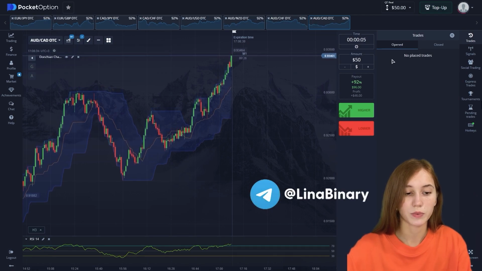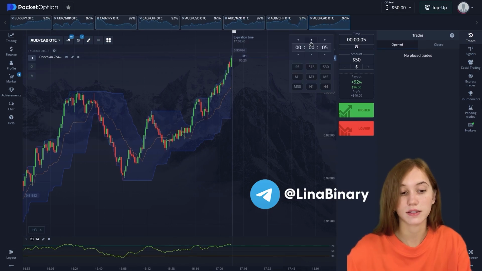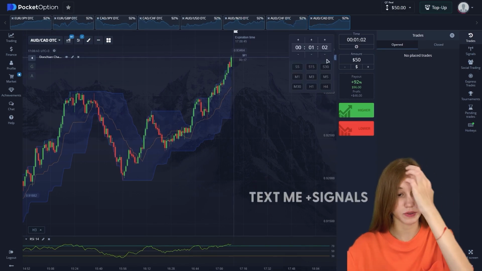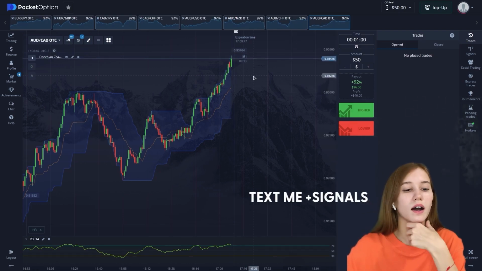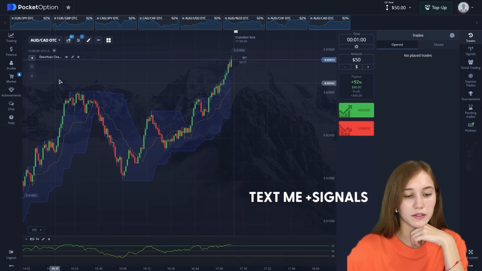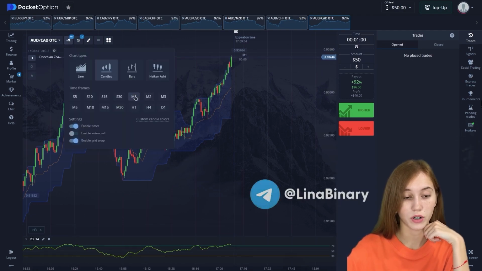After which we choose what time our deal will be. I take minutes, because this is the optimal time for one trade for the video. After that, I choose the minute time frame on our chart, respectively, in the settings of our chart.